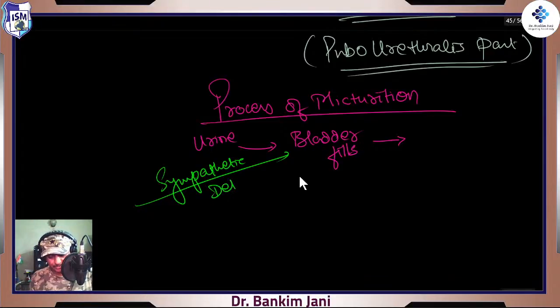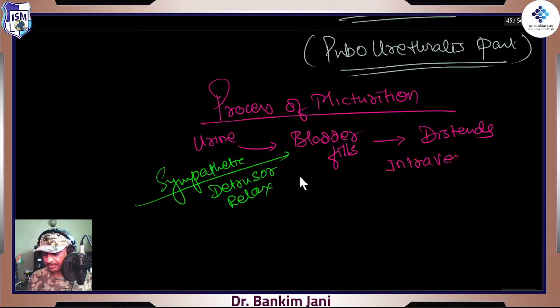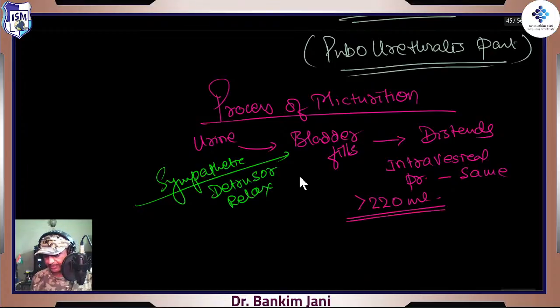So detrusors relax. Bladder size increases. Intravesical pressure is not increased. In fact, it remains the same. And then there is no pain, right? Bladder fills, distends. When the bladder distends, intravesical pressure is the same, so there is no pain. This process would continue till about 220 ml to 250 ml.